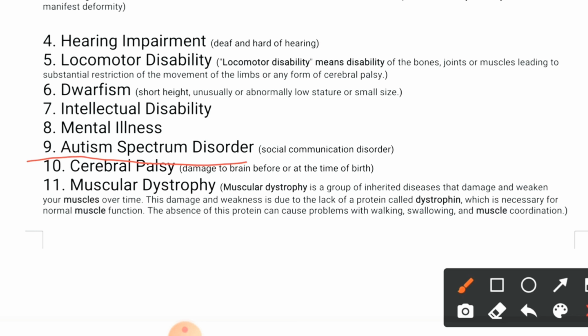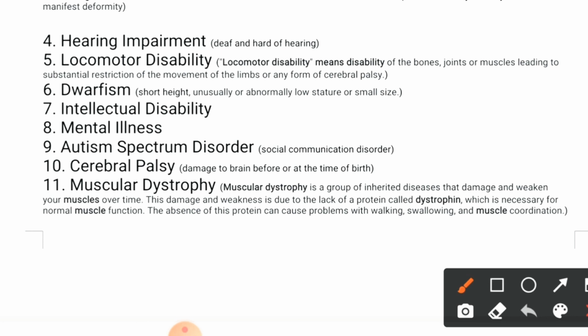Next we have cerebral palsy. Now what is the cerebral palsy disorder? It is damage to the brain before or at the time of birth. When a child is in the womb of the mother, at that time also the brain can get damaged, or maybe at the time of birth, due to any fault, right? It can be any fault. So this kind of disorder, which takes place at the time of birth, is known as cerebral palsy.